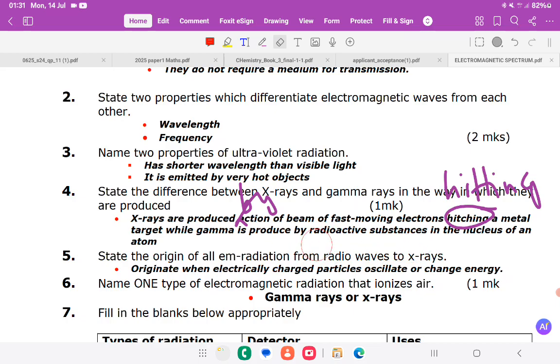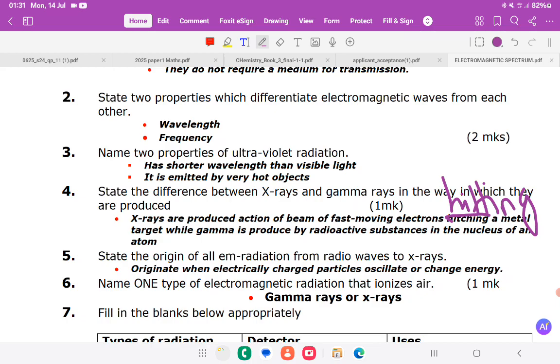You are going to learn, or you have already learned from the topic radioactivity, that one of the radiations produced by unstable nuclides is gamma. So in terms of how the two are produced, the difference between them is that X-rays are produced by the action of a beam of fast-moving electrons hitting a metal target.